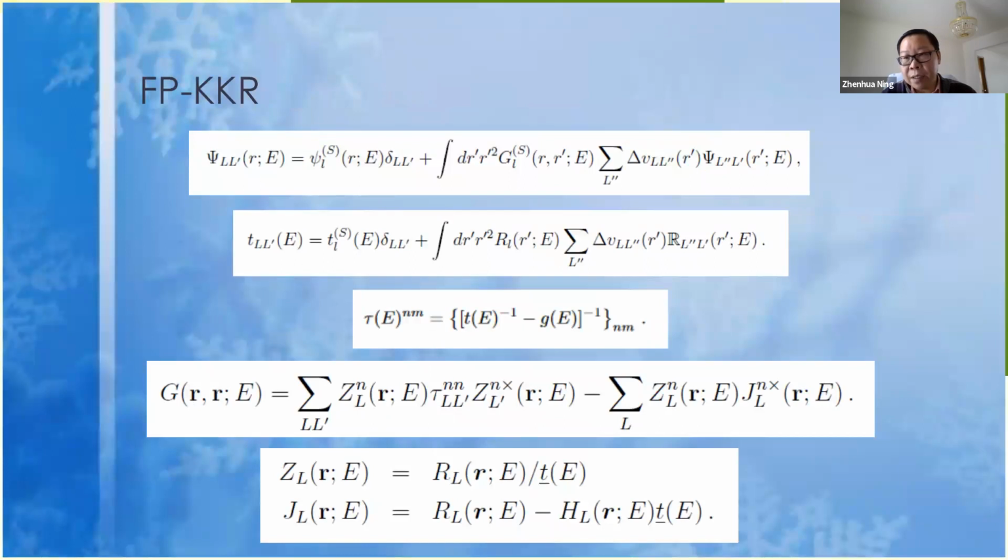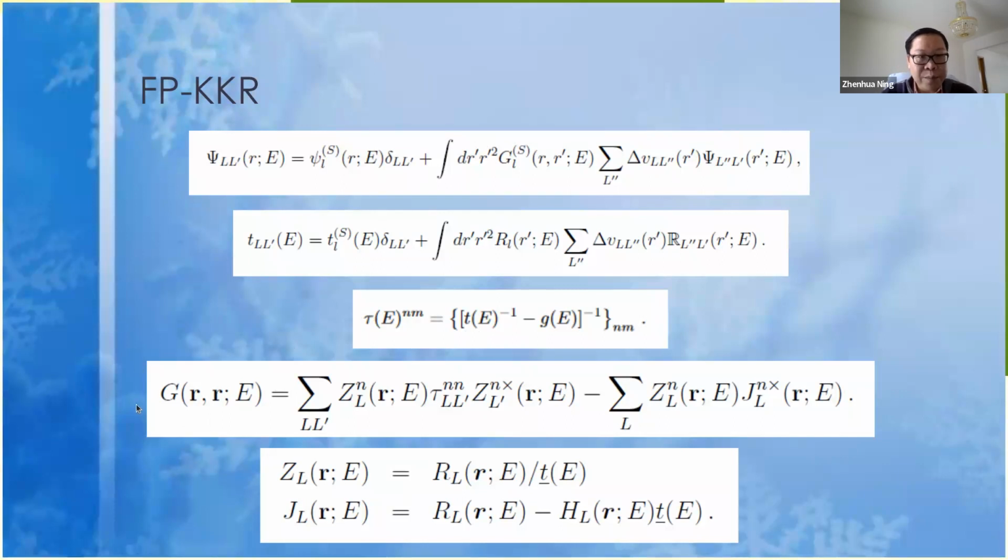I implemented the Poisson solver into a full potential KKR. When I solve the full potential KKR, I use the Lippmann-Schwinger equation to solve the regular wave function and the irregular wave function. The single-site scattering matrix is obtained by this equation. The scattering path operator is obtained by this equation. Then we can construct the crystal Green's function by this equation.